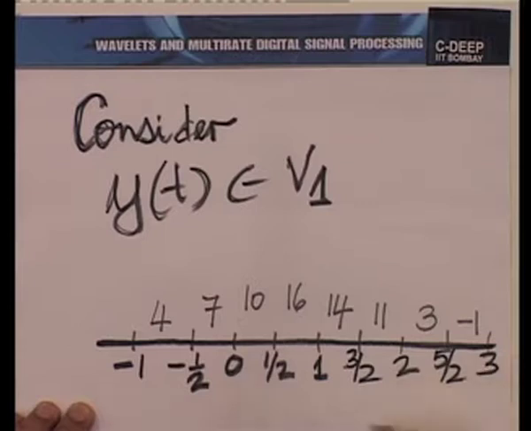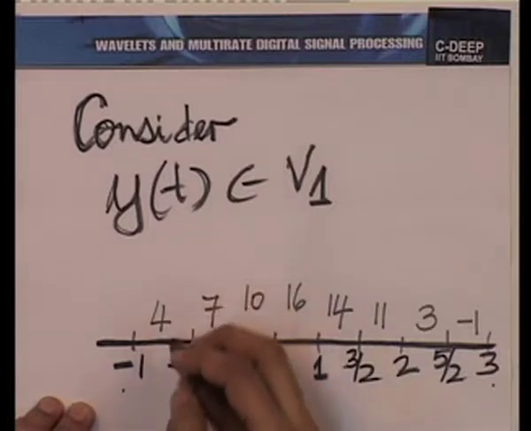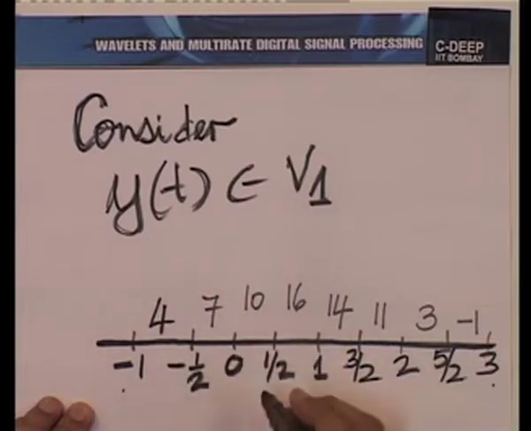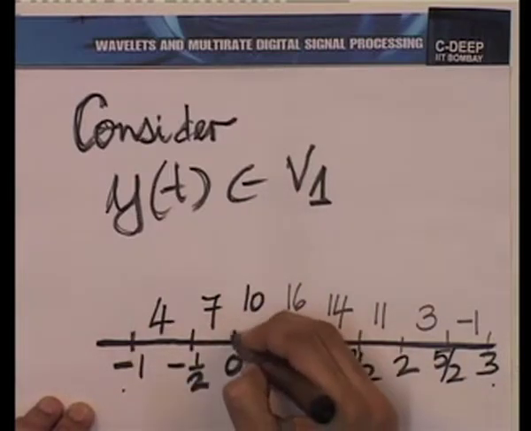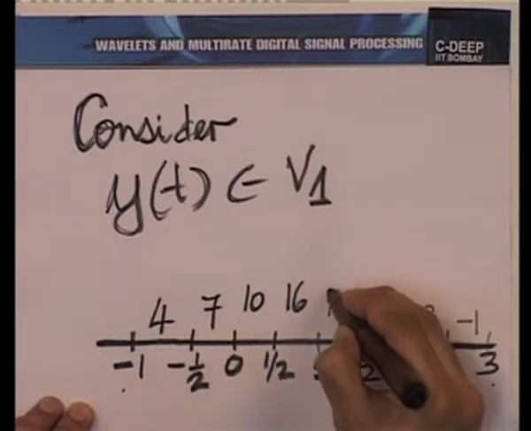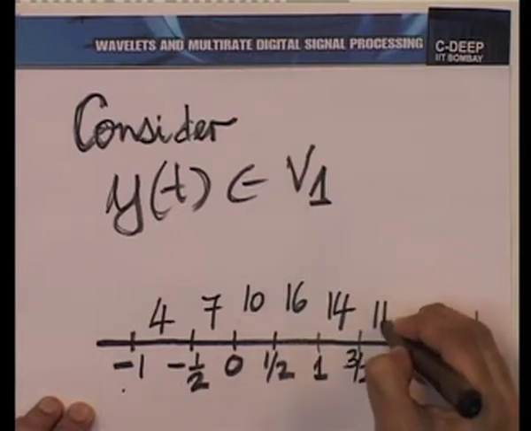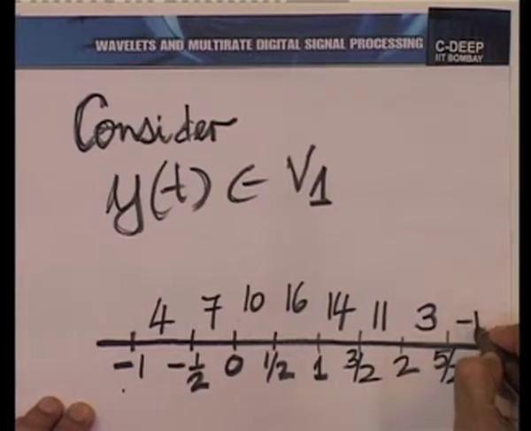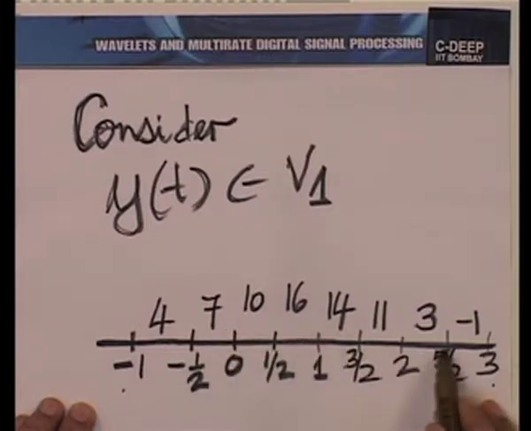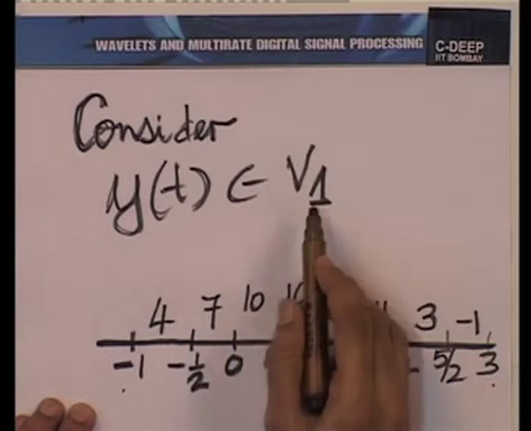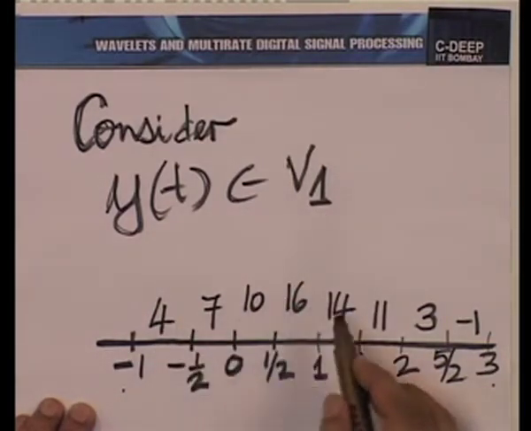So, we have this segment between -1 and 3, and the values in the successive half intervals here, starting from the half interval immediately next to -1, the piecewise constant values are 4, 7, 10, 16, 14, 11, 3 and -1. We said it is quite adequate for us to write down the piecewise constant values in each half interval, and that would define the function completely. In fact, as far as a function belonging to V1 is concerned, it is these that constitute the coefficients of expansion.